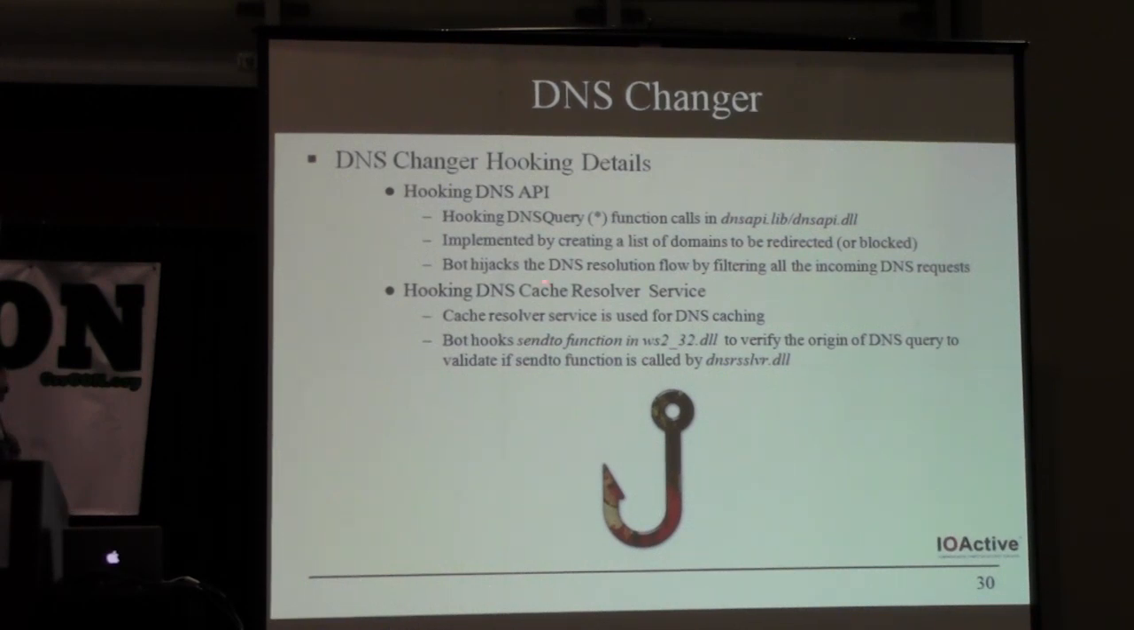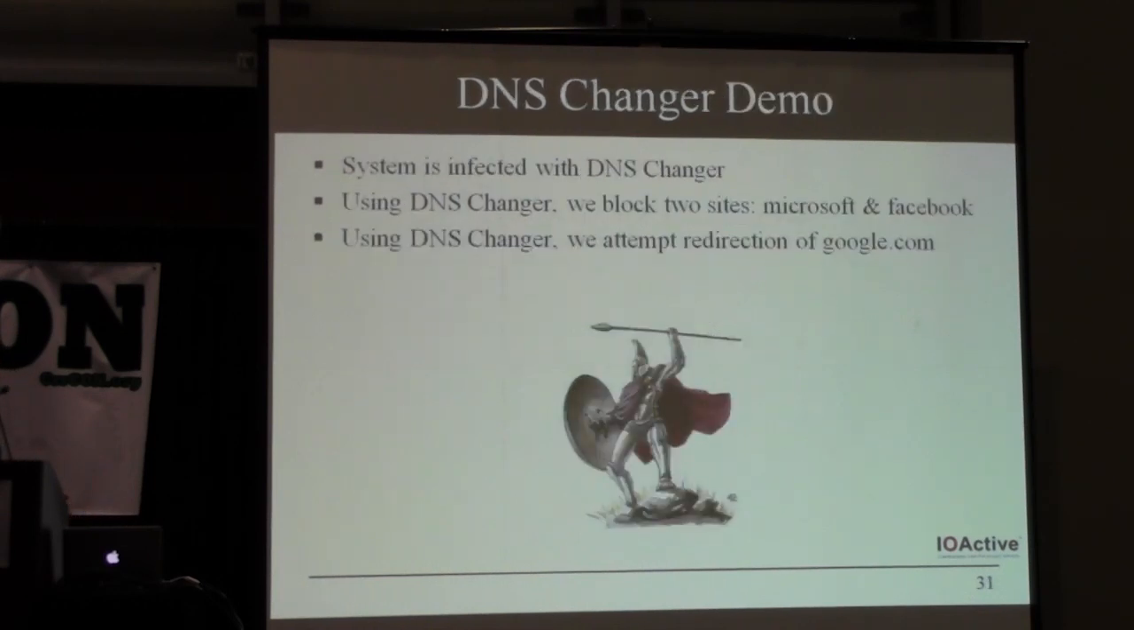Another interesting one is hooking the DNS cache resolver. We need caches because we don't want to force the browser to query the DNS server every time if the entry is present in the cache; we just fetch it from there. In that case, the sendto function in ws2_32.dll is called in Windows, and the bot verifies that function. If it is called, the bot knows the browser is using the cache resolver service to get the DNS mapping. But that's not the case. Let's take a look at how.